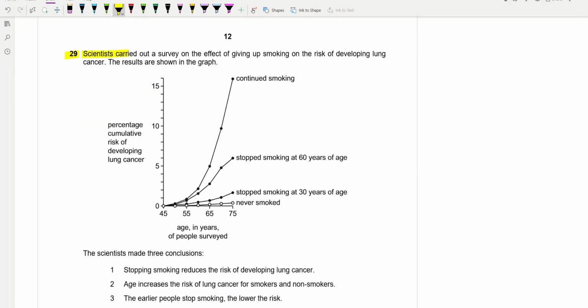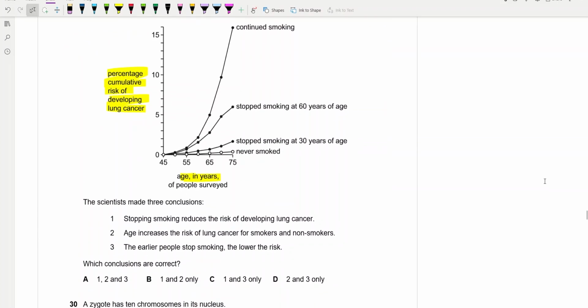Question number 29. Scientists carried out a survey on the effect of giving up smoking on the risk of developing lung cancer. The results are shown in the graph. Percentage, cumulative risk of developing lung cancer, age in years. The scientists made three conclusions. Which conclusions are correct? Number one says stopping smoking reduces the risk of developing lung cancer, which is correct.